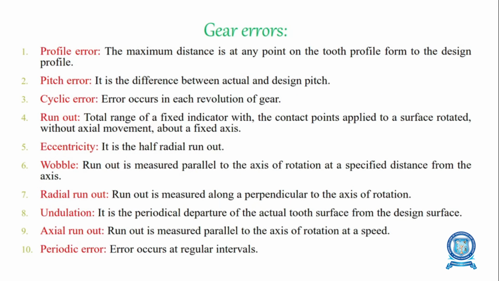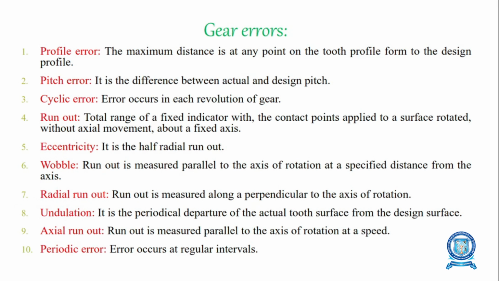Now the next one is errors. What errors occur in the gear? Many errors are there: profile error, pitch error, cyclic error, run out error, eccentricity, wobble, radial run out, undulation, then periodic error, axial run out. These are some of the gear errors.